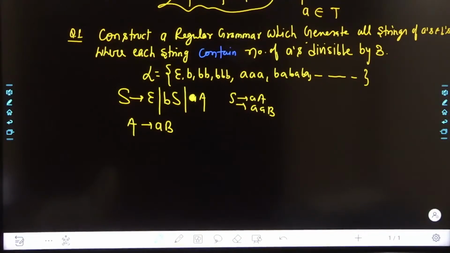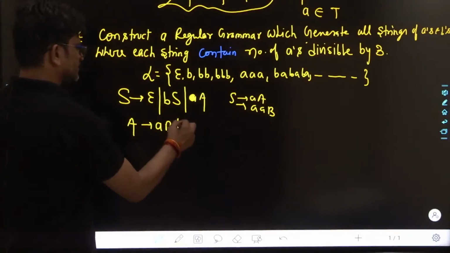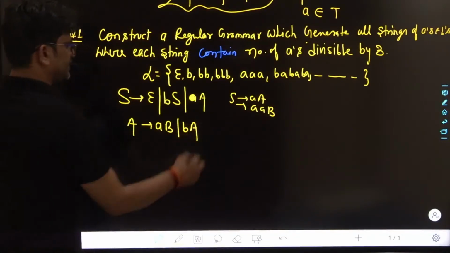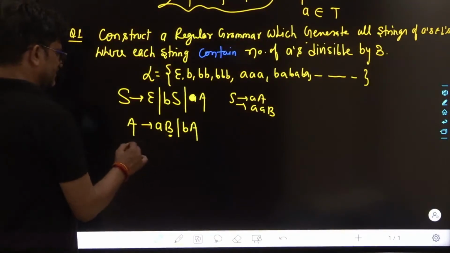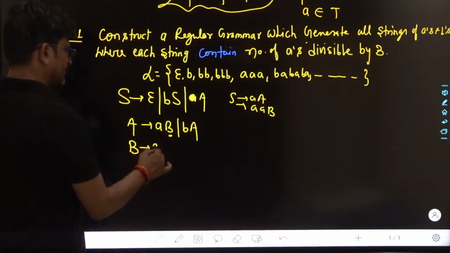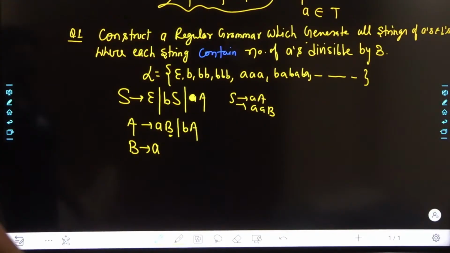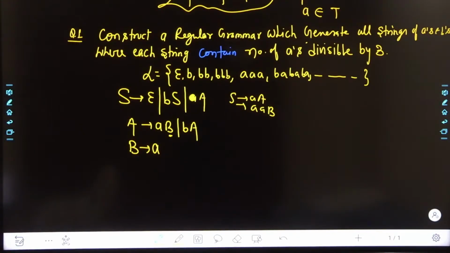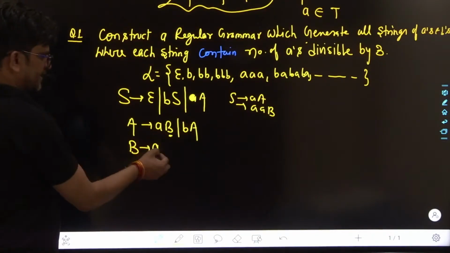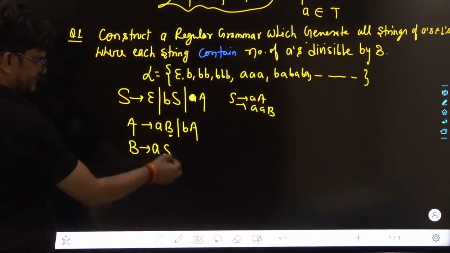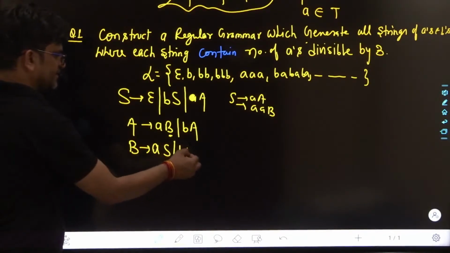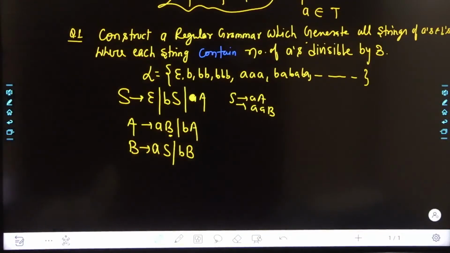If I generate B between A, then we use BA. Now, what about this one? B determine A. Or 1A, 2A, 3A. Now come to S, and it generates any number of B's.